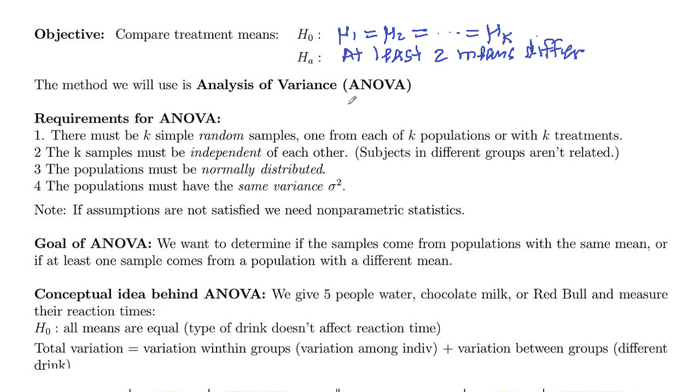So we're going to accomplish this using ANOVA, or analysis of variance. So we're analyzing the variation within the groups and between the groups.